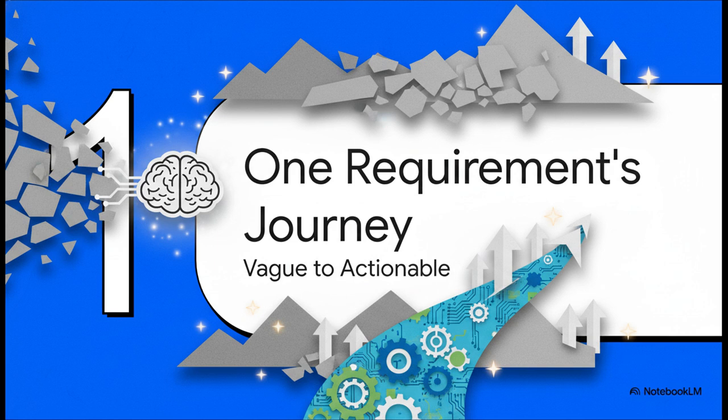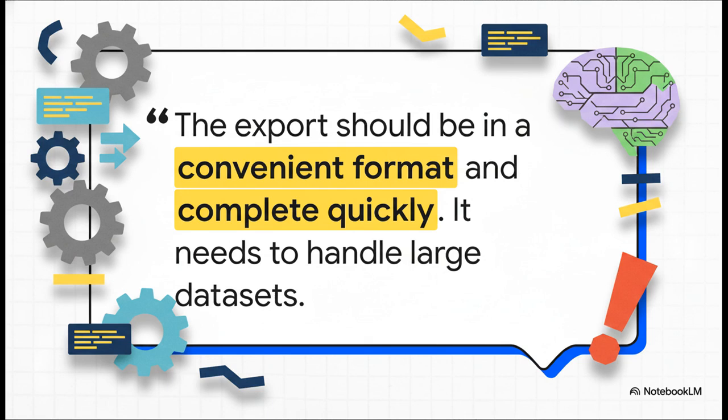Let's get really practical here. We are going to follow the journey of one single, pretty flawed requirement to see how this whole thing can be turned around. All right, meet our main character: this simple 28-word sentence from a project document. It looks harmless enough, right? But as we are about to find out, this seemingly innocent little requirement is basically a ticking time bomb.